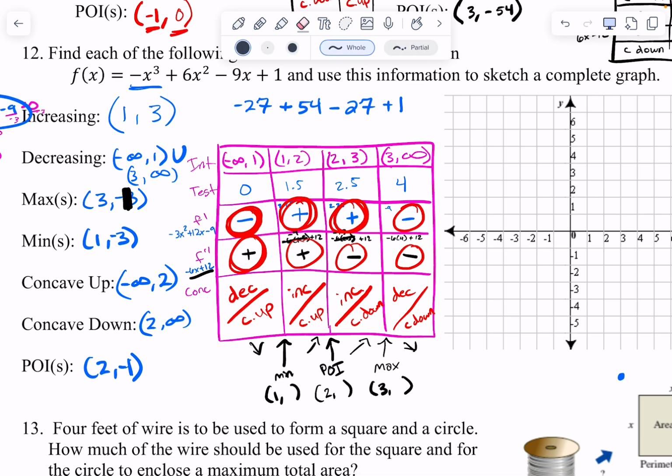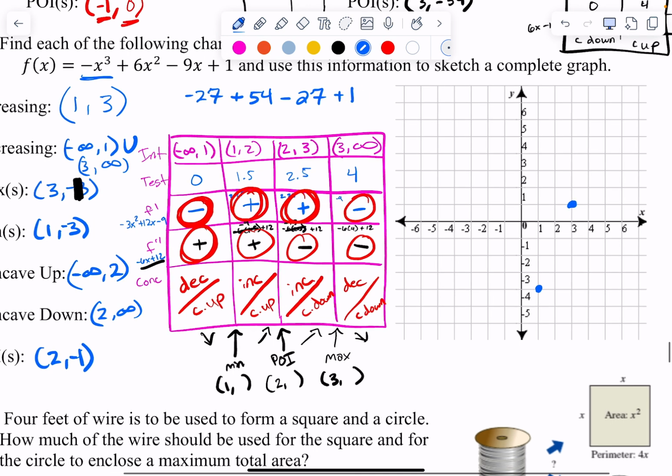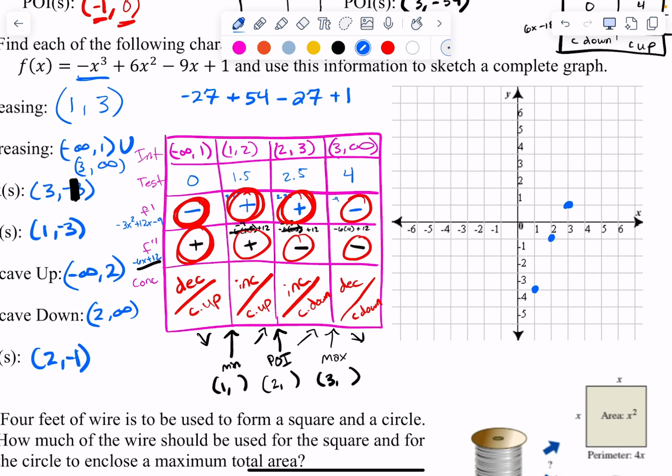Okay. But you can have a max potentially be lower than a min. I guess not in this case, though. He would have to be like an x to the 5th power function. Whatever. All right. 1, negative 3 is that point right there, and he has a POI at 2, negative 1. Oh shoot, I did it in the wrong spot. You're right. Negative 3 right there.